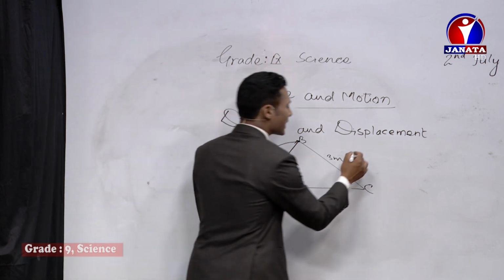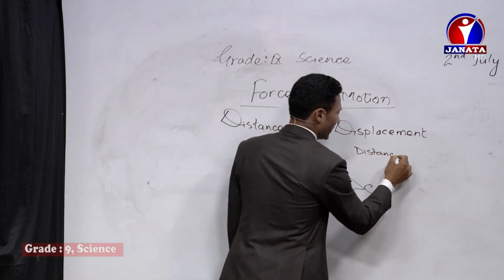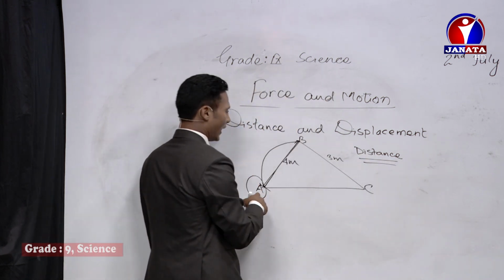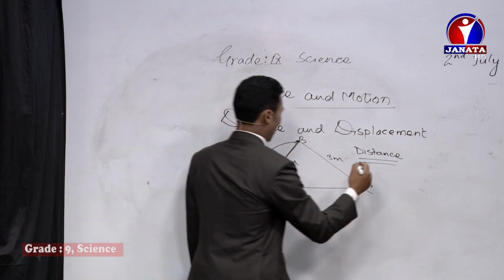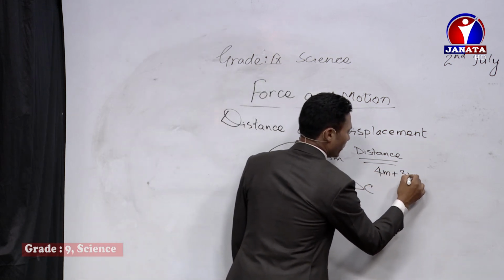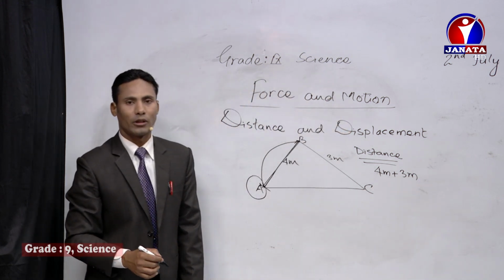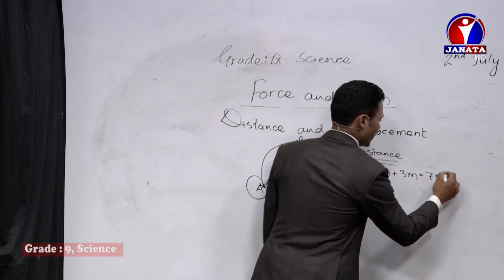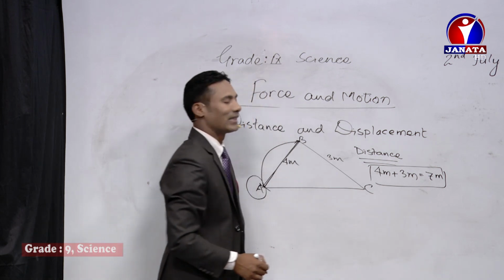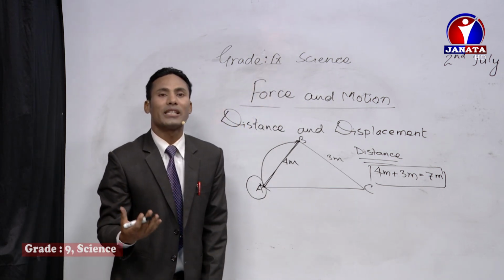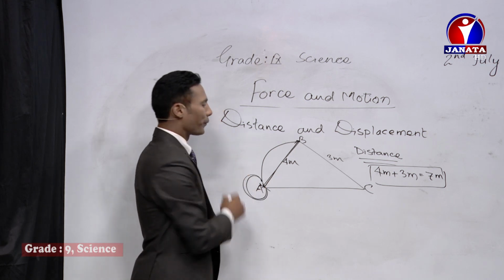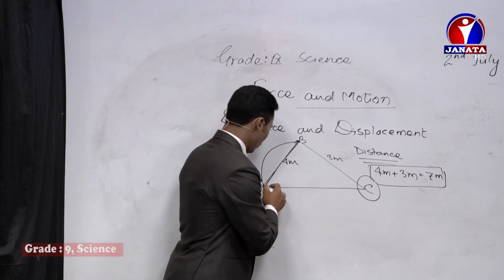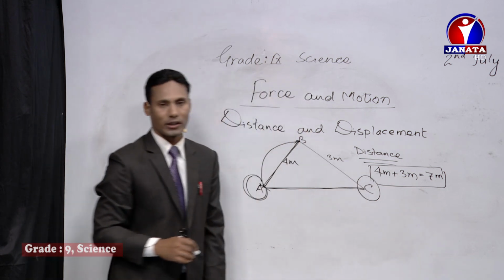Now the total distance traveled is 4 meters from A to B, and 3 meters from B to C. That means 4 meters plus 3 meters is the total distance traveled by this cyclist, right? So this one is 7 meters. So the distance traveled by him is 7 meters. Now what is the displacement? The initial point is A and the final point is C. So the displacement between these two points is this one, the shortest distance.